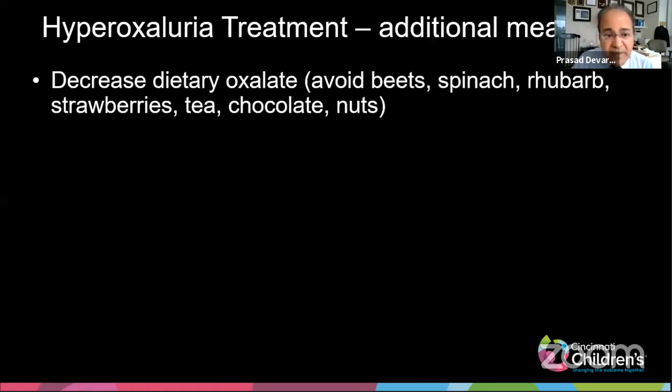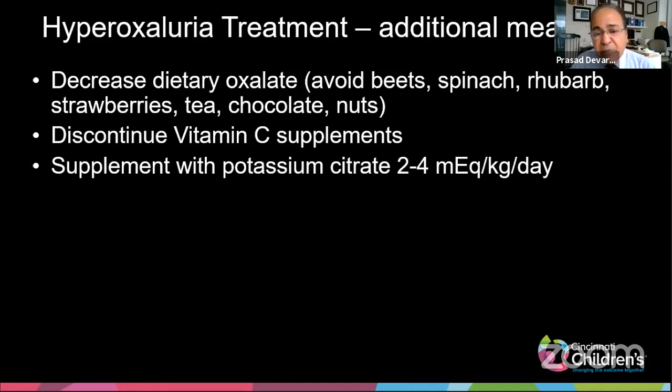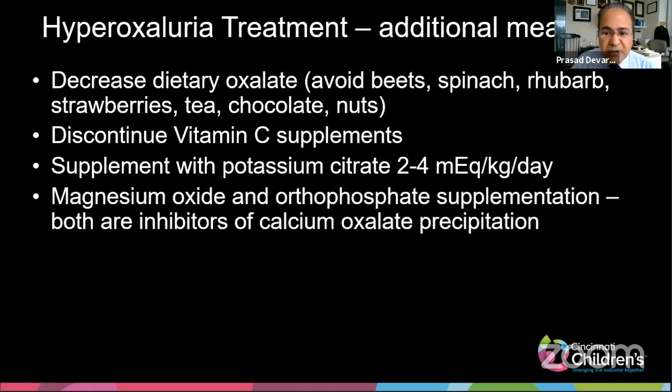Specifically for hyperoxaluria, we tell them to stop or decrease dietary oxalate. When you tell children to avoid beets and spinach and rhubarb and tea, they're okay with it. But when I tell them to decrease chocolate, they say, doctor, I'm not going to come and see you anymore. Big problem. We discontinue vitamin C supplements and we give them potassium citrate supplements. And that alkalinizes the urine and increases urinary crystal dissolution. And we also use magnesium oxide, which is a very good inhibitor of calcium oxalate precipitation.